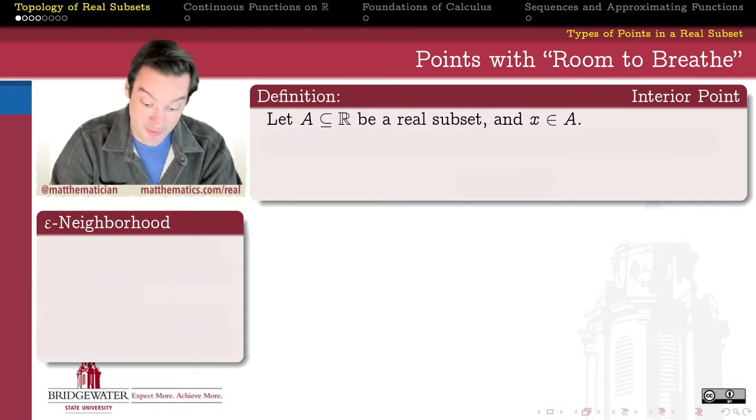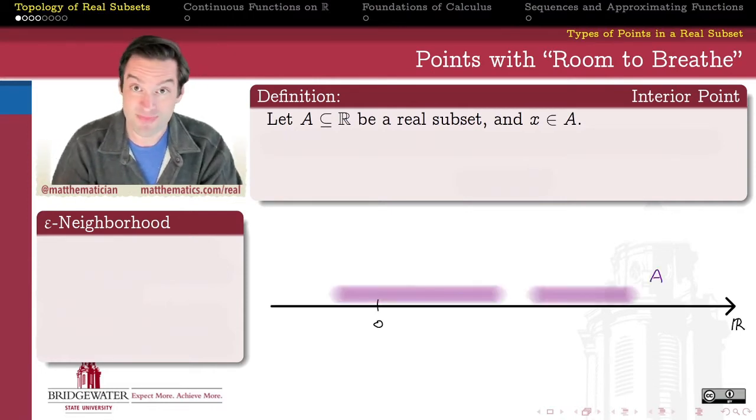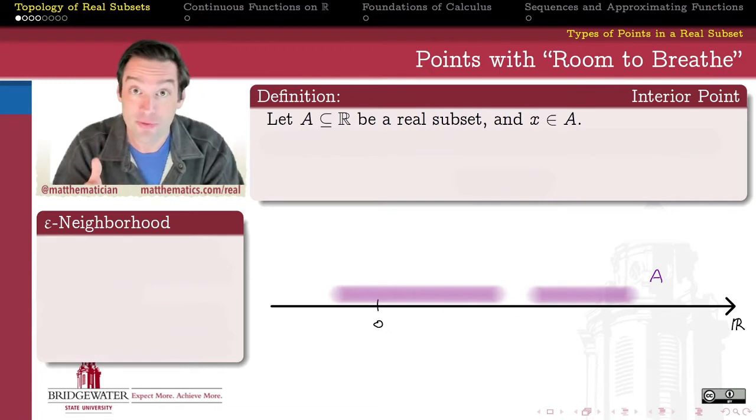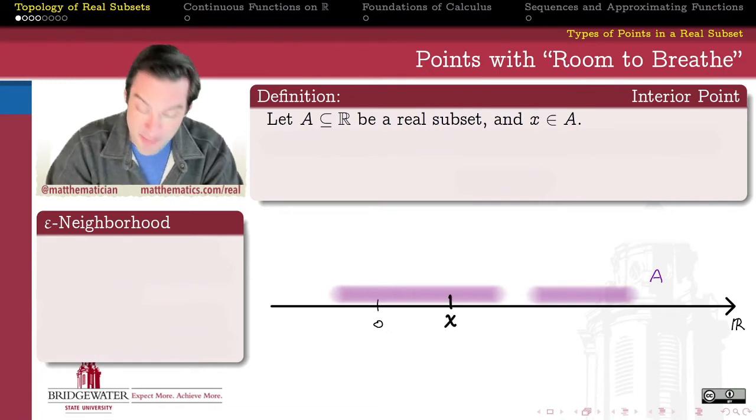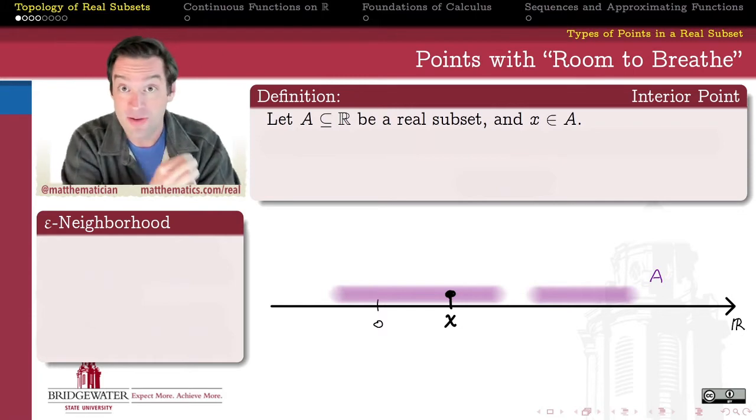So our story begins with a subset A of the real numbers. And we don't know what this subset looks like. Maybe it's kind of nasty. I'm just going to make it kind of this purple cloud of real numbers over here, as well as a point x that is inside of that subset.